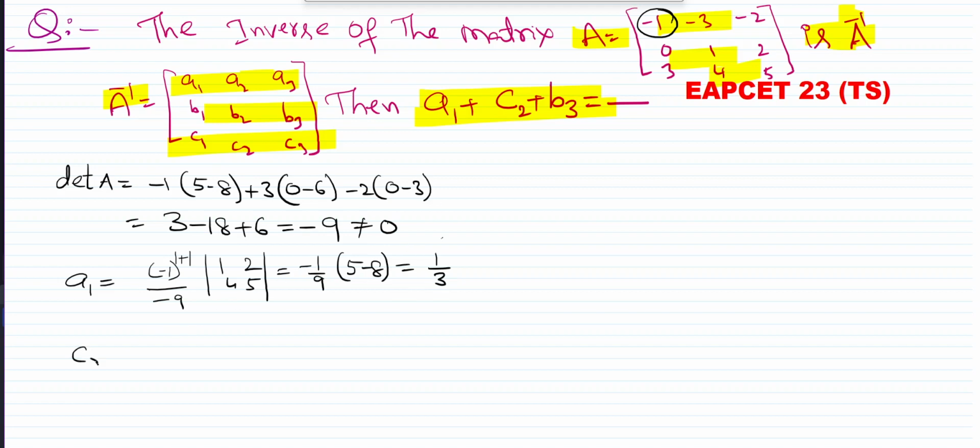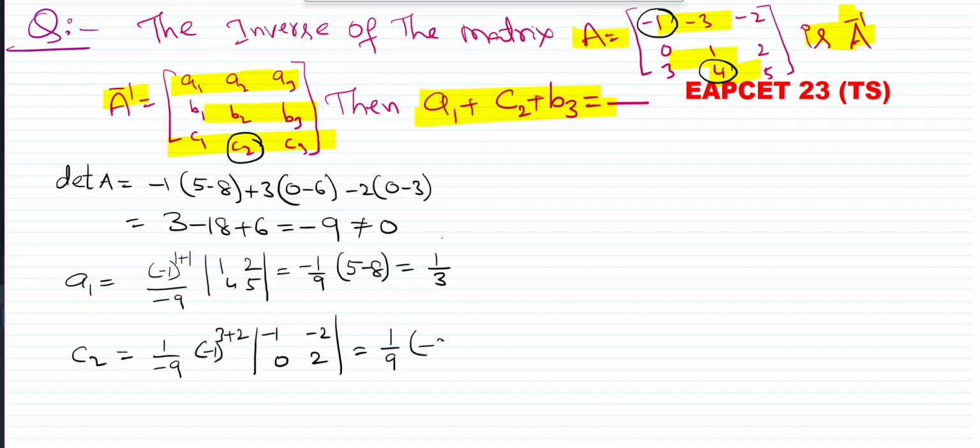Now find C2. C2 means adjoint of 4, that is 1 by det A, 1 by minus 9 into the cofactor. That is the A32 element: minus 1 whole power 3 plus 2 into the minor, minus 1, minus 2, 0, 2. That is equal to minus 1 whole power 3 plus 2, 1 by 9, minus minus cancel, so the determinant is minus 2, that is equal to minus 2 by 9.